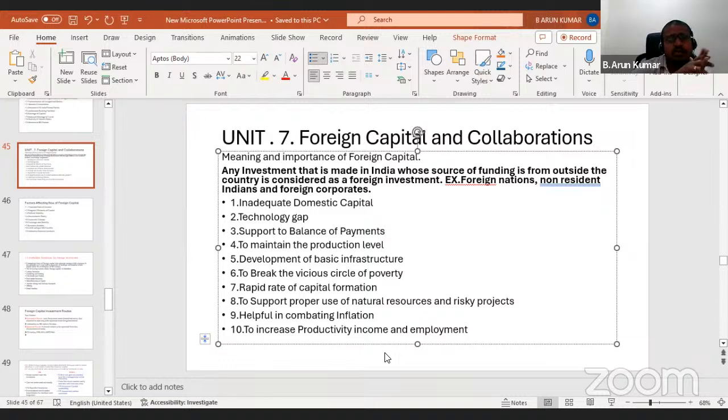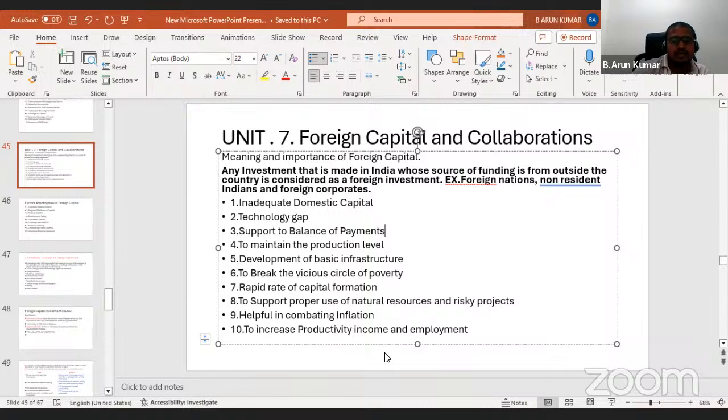Here in India, domestic savings are very less compared to developed countries. We are in the developing country stage, so they are highly inadequate to meet the requirements of economic development. Foreign aid can help bridge the gap between the rate of domestic savings and the required rate of investment. So we don't have sufficient funds to invest and develop the economy.